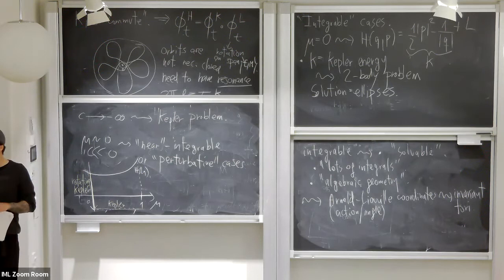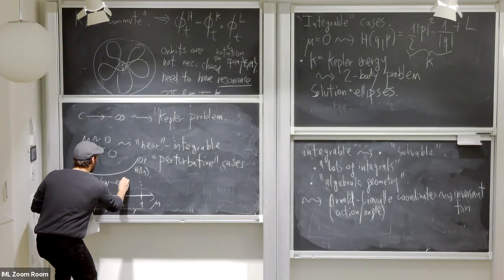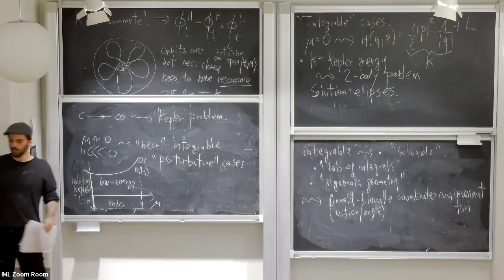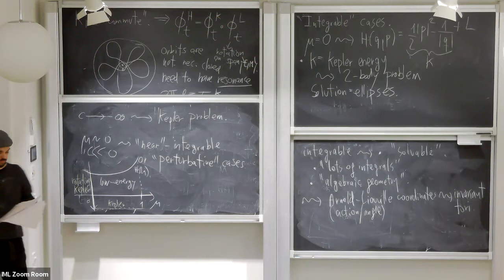And here we've got the low energy. So this is a low energy range. Well, I still have bounded Hill regions, bounded components near the Earth.